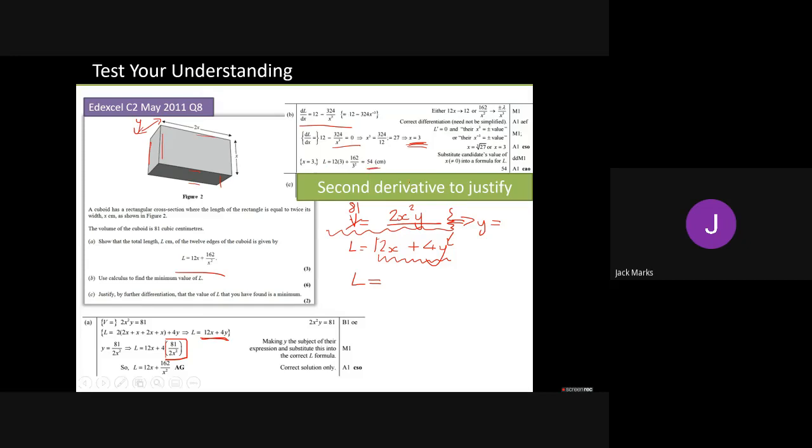To justify that it's a minimum, you need to do the second derivative. So you want to differentiate this one again, and a minimum, remember, is when the second derivative is a positive value. So you differentiate it again, which is this one here, and actually you don't need to put the number in, but you could. Here there's no need because x to the power of 4 is always positive. But if you put a 3 in, that's fine as well. You'll get a positive number, and a positive number means you have identified a minimum.